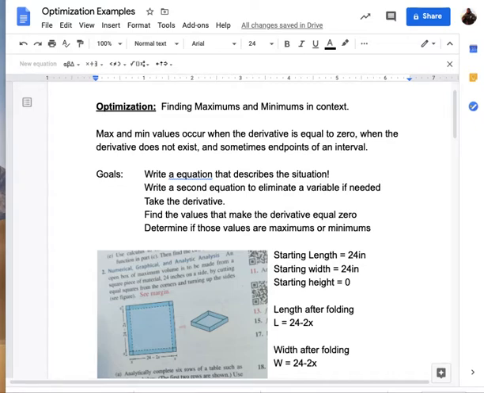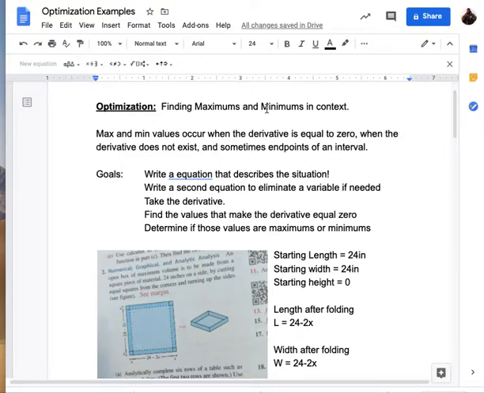All right, we're going to talk about optimization problems here, and this will be the first example we do. This was assigned out of the textbook. This was question number 2. But first, optimization is basically finding maximum and minimums within some given context. So we're not just looking at some random equation, finding where its maximums and minimums are. We're looking for it in a specific context.